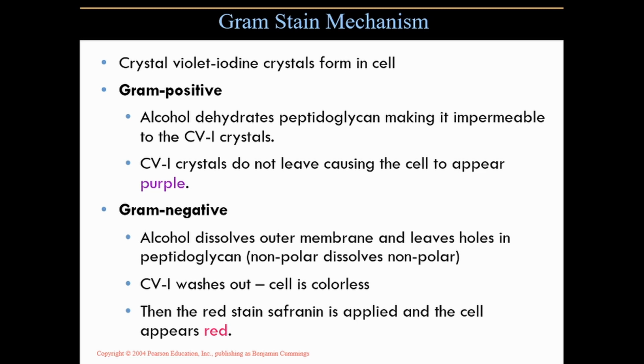Then you add the counterstain safranin, which is red, and those cells now appear red under the microscope. You also add safranin to gram-positive, but the crystal violet is so intensely purple that you can't even see the red. It doesn't make any difference to the violetness of the cell. So gram-positives remain purple, and gram-negatives are red from the safranin.